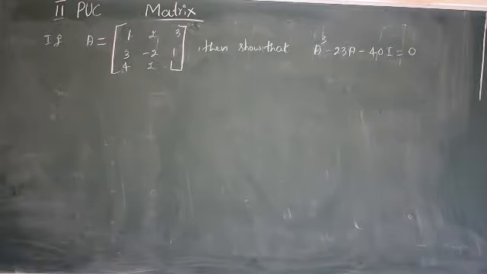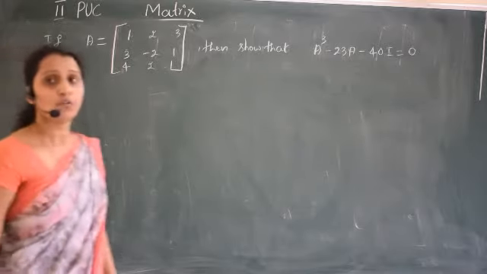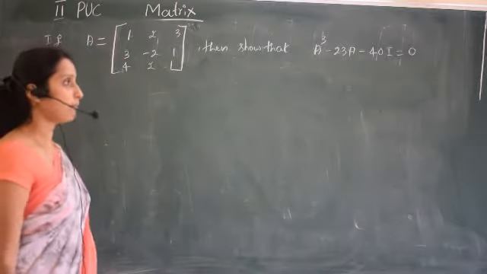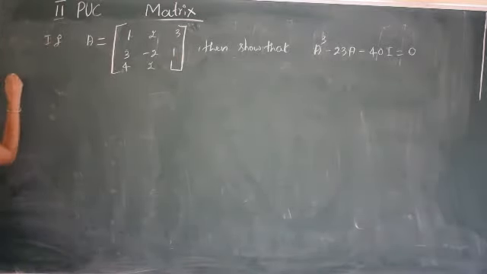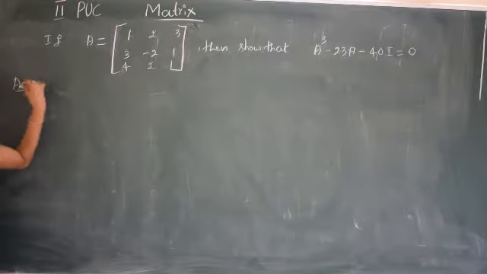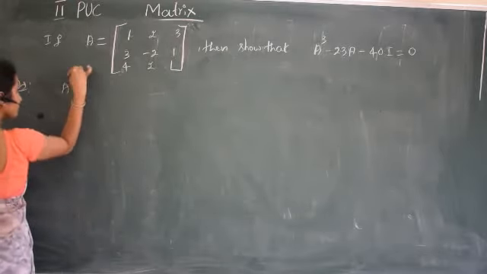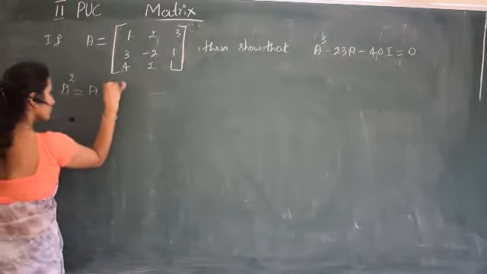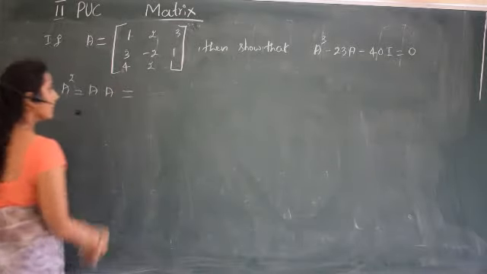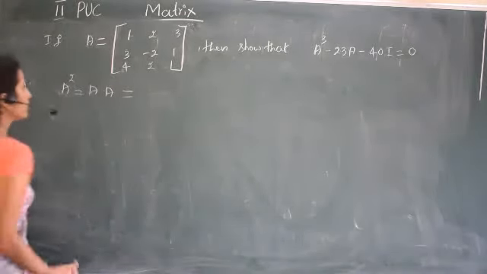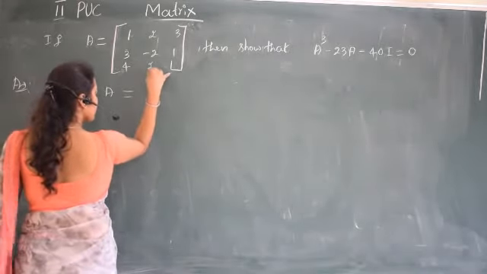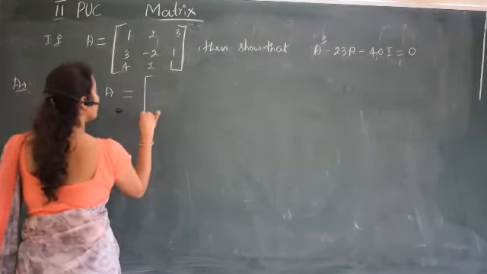So how to calculate A cube? We know that A cube means A into A into A. So first we have to calculate A square, then after that A cube, next 23A, after that 40I, where I is the identity matrix. So before that, A square. A square is A into A. Since only one matrix is given, it is better to write the matrix, then it will be easy.